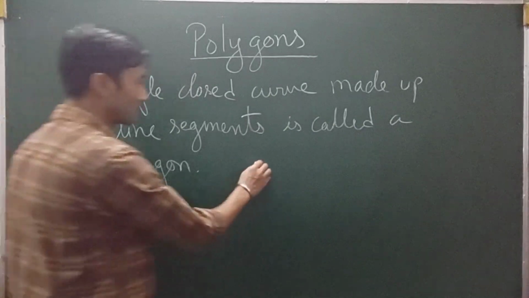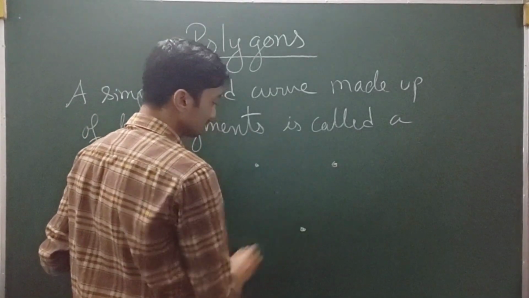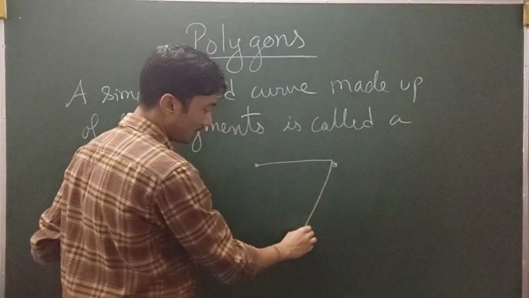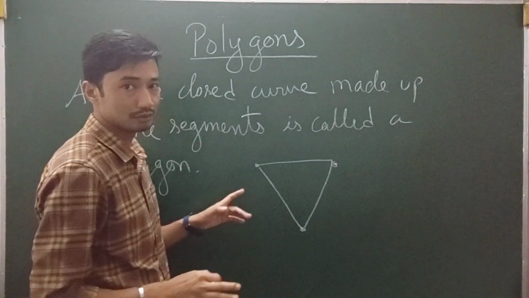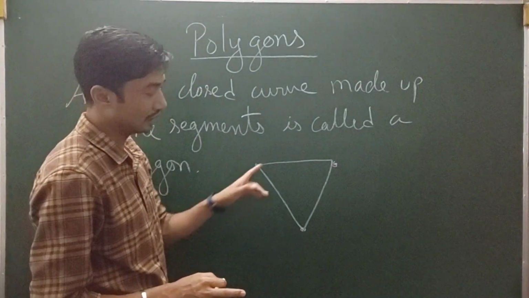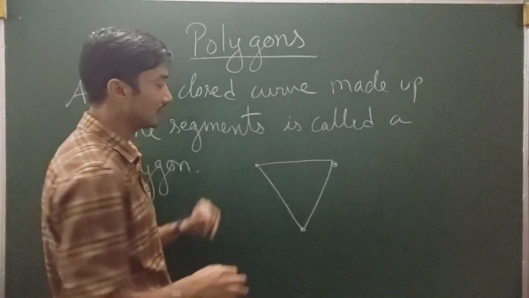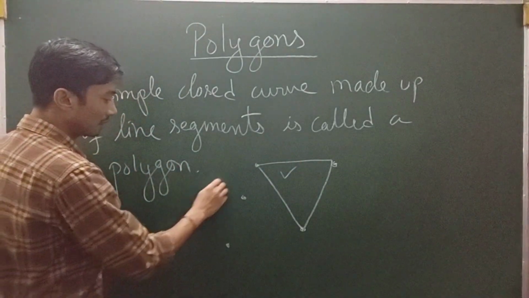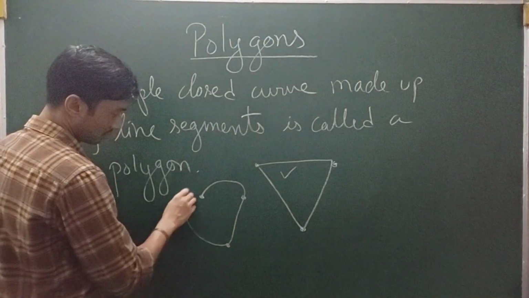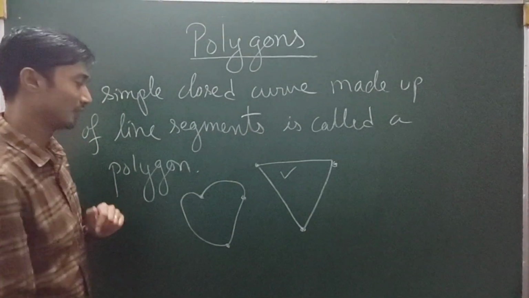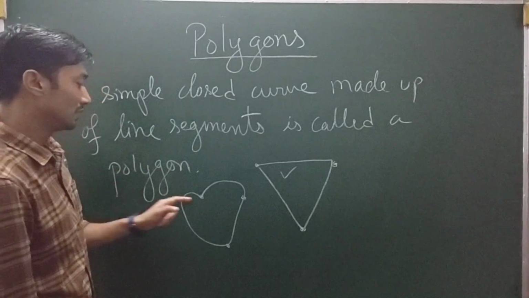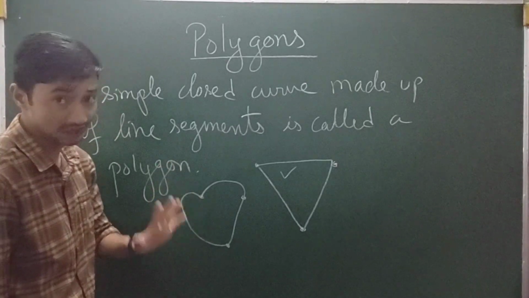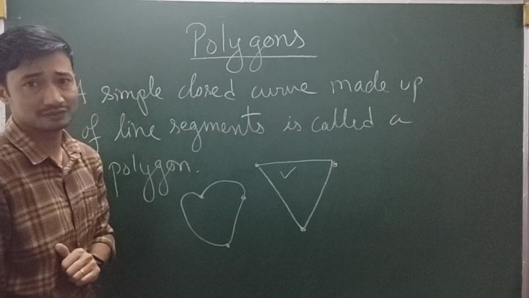That means, suppose you have some points. If I join these points, it has to be closed. Now it's closed and made up of line segments, so this will be called a polygon. But if you have a closed shape like an apple or heart shape, this is a closed curve, of course, and also a simple curve, yes, but it is not a polygon.